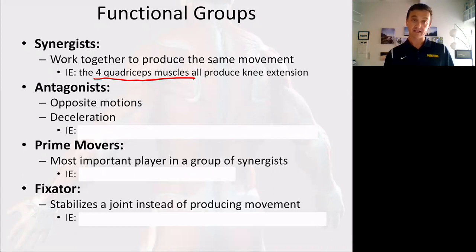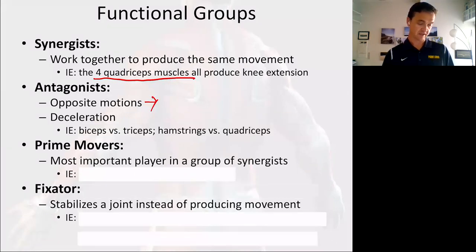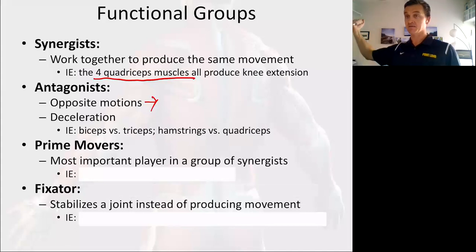Okay, antagonists, it's an important term to know. Antagonists produce opposite motions. Okay, so they're good for producing opposite motions, but then they also help us decelerate too. Okay, so for example, our biceps and our triceps, right? Biceps do this, triceps do this, so it's opposite.